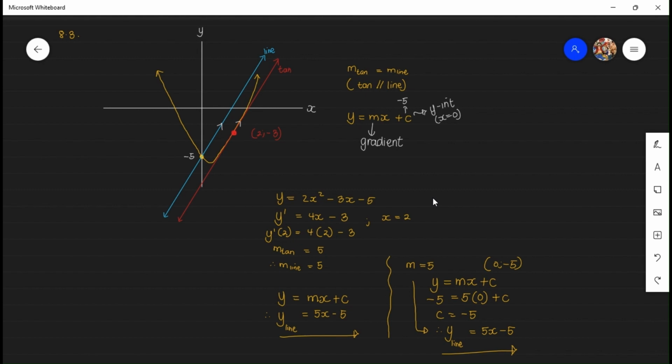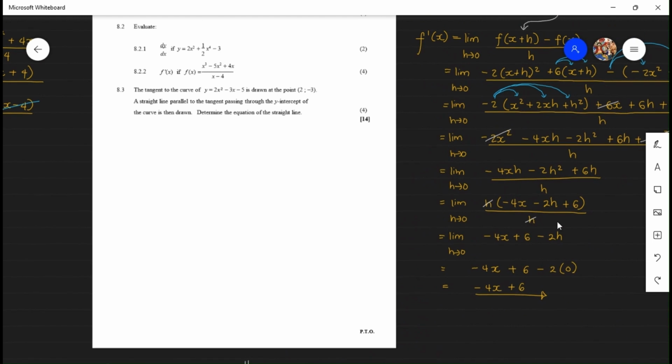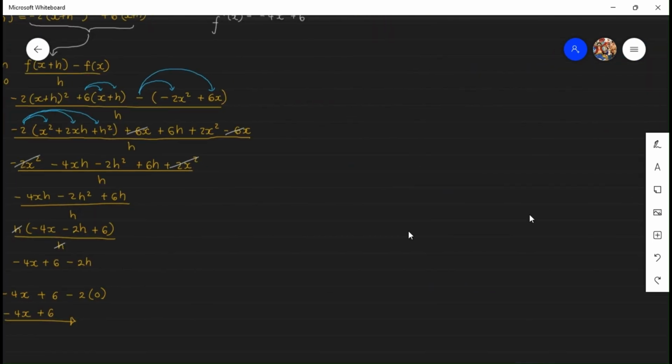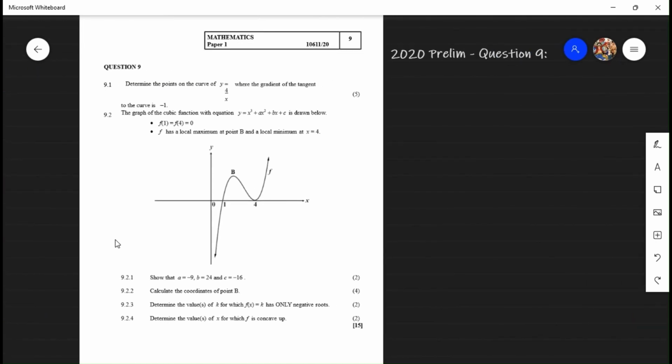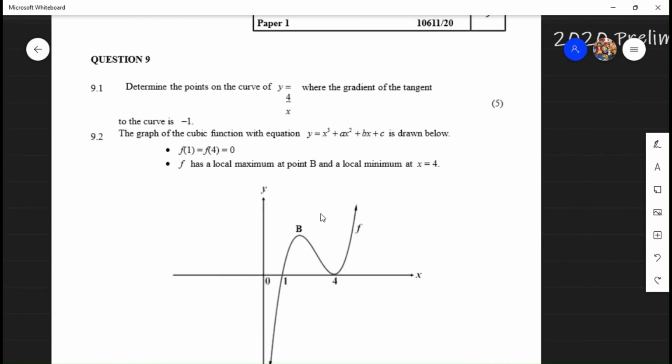Now, from here, let us move on to the next question, which is from the exact same paper. It is from a Prelim 2020 exam, and this is question 9.1. Question 9.1 states: determine the points on the curve y equals 4 over x, where the gradient of the tangent to the curve is negative 1.